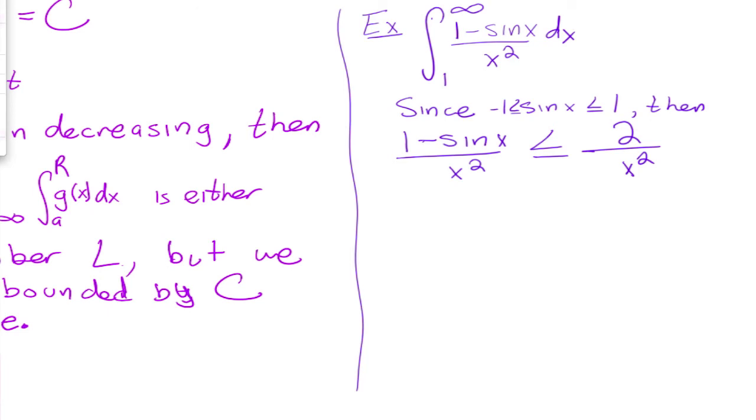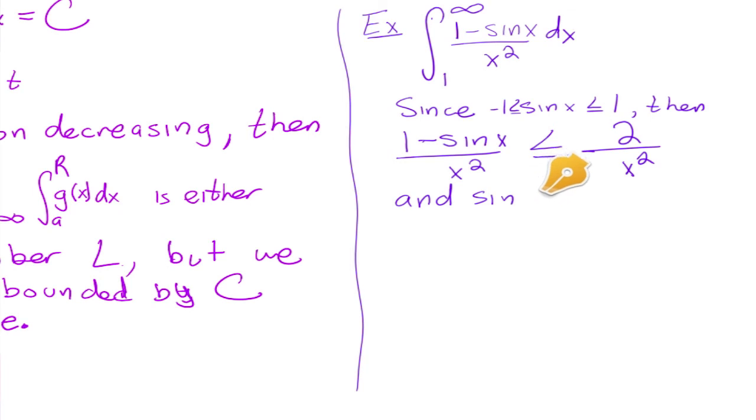But the biggest the top can be, the numerator, is, so sine is always between negative 1 and 1, right? So the biggest the top can be would be 2. That happens when sine is negative 1. So the biggest the numerator could be is 2. So this function is less than or equal to 2 over x squared. Is that the inequality that you're looking for? It is, right? Because you want a larger function that converges, and this is a larger function that converges. So let's write this down.